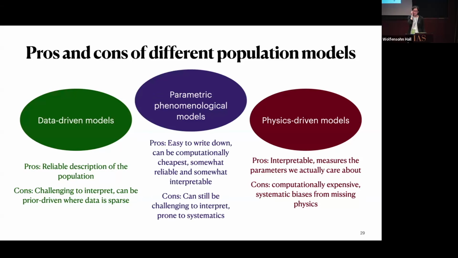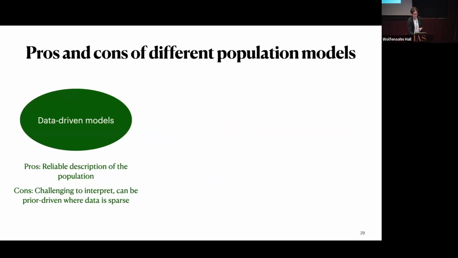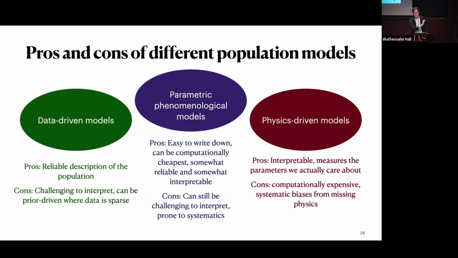And then parametric phenomenological models are, depending on who you ask, the best or the worst of both worlds. They're easy to write down. They can be the computationally cheapest, and they are somewhat reliable and somewhat interpretable. The disadvantage is that they're somewhat unreliable and somewhat uninterpretable. And they can be prone to systematics, but they are easy, so we still use them. And I think that is my last slide.